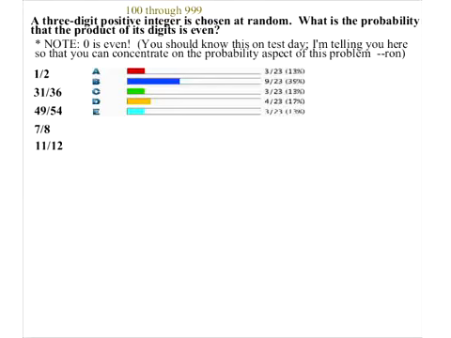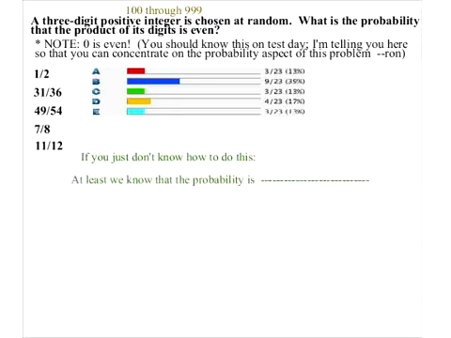A lot of you probably had to guess. Okay, you don't have to type on here if you had to guess. But let's talk about if you just don't know how to do this. At least we know that the probability is something out of what number? What's the denominator of this? We'll see if you guys can figure out where we're going with this. Yeah, it's out of 900.